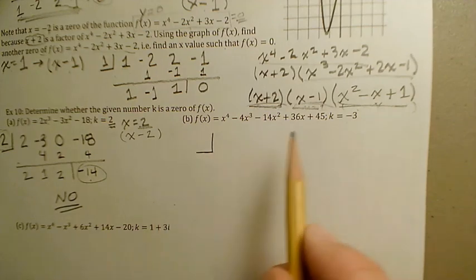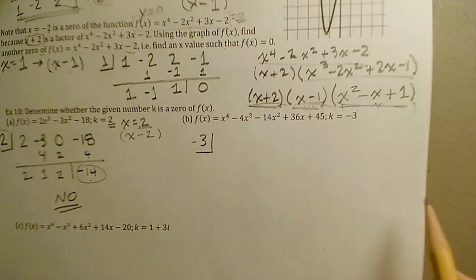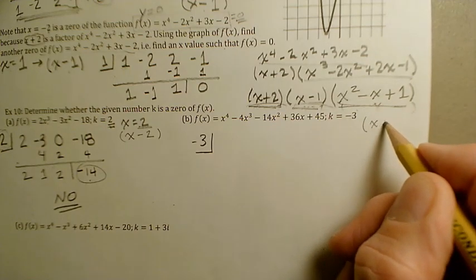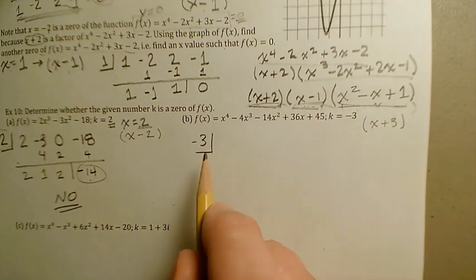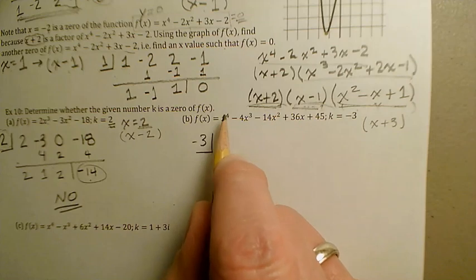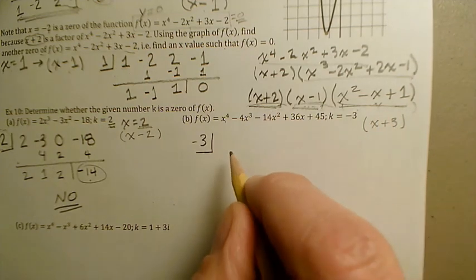So what goes in the box? The actual potential 0, -3. Remember, if we're thinking of it as a factor or a binomial, it would be x plus 3. What goes next to that? Degree 4, are there any missing terms? 1, 2, 3, 4, 5. 5 terms is what we expect. They all seem to be there.